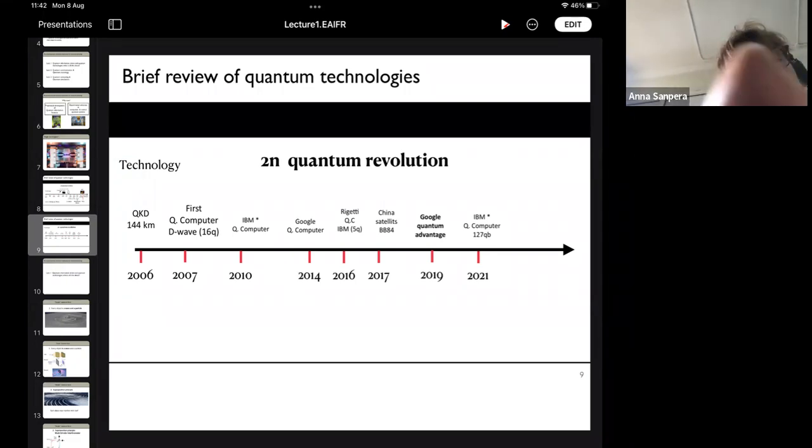In 2019, it's important because Google shows that there is a protocol. They are able to solve a problem which doesn't have any relevance. So it's an invented problem. Okay, but if such an invented problem, which doesn't have any relevance for physics, for science, doesn't matter, was attempted on a classical computer, it would take of the order of 10,000 years. So this is what is called the quantum advantage, so that you can do things that in a classical computer you will not be able to do, and we will explain what that is.